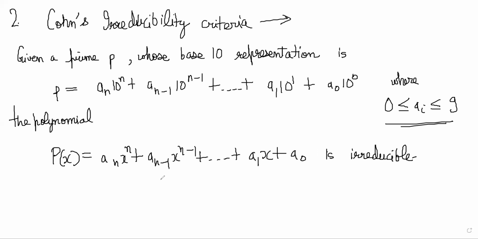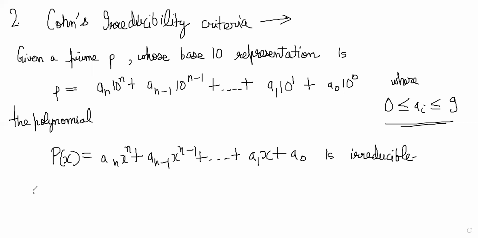So what is this? What happens here? Basically you're saying that if you can write a prime number p in base 10 as a_n 10^n + a_(n-1) 10^(n-1) and so on, then this polynomial is irreducible. Let's see an example to understand what is happening.